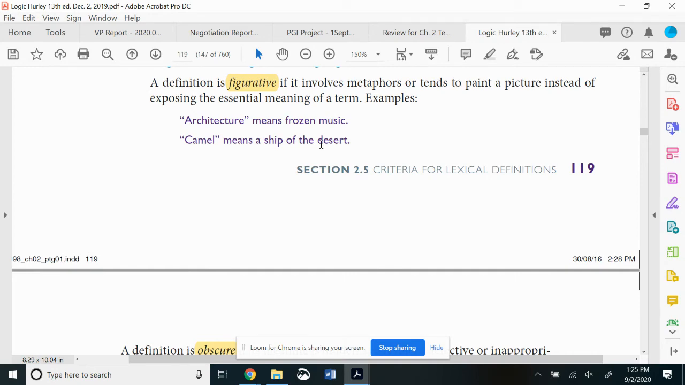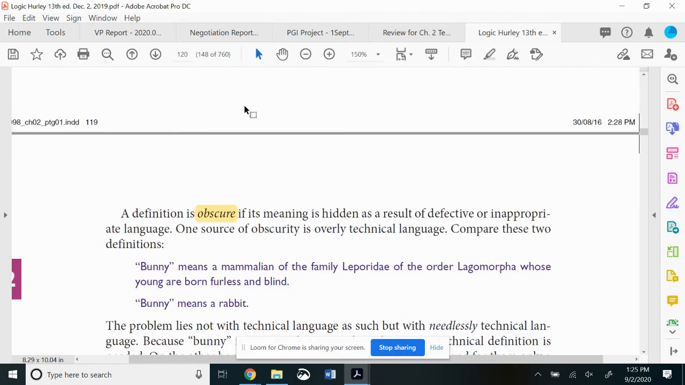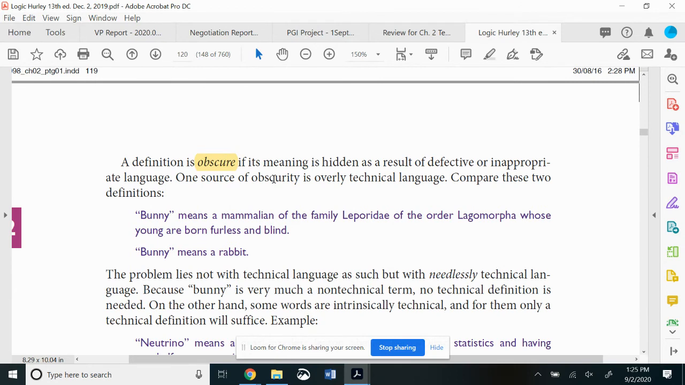You're like, what? It's figurative. And obscure means it's highly technical language and you're not exactly sure what is going on. So bunny means a mammalian of the family Leporidae of the order Lagomorpha, who's, literally what? Yeah, you just lost me. That's very obscure, very technical. Whereas bunny just means rabbit, real easy to understand.